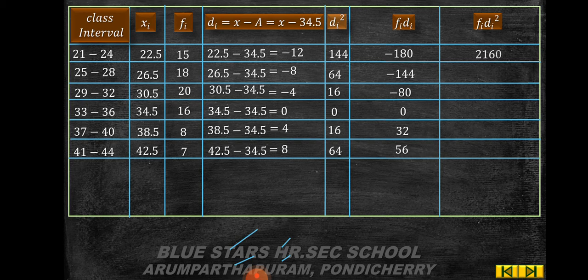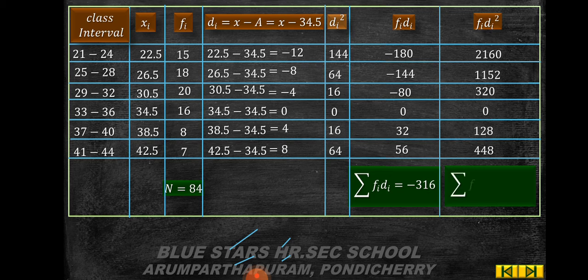Next, fi di square is 2160, 1152, 320, 0, 128, 448. So N is equal to 84. Summation fi di is equal to minus 316 and summation fi di square is equal to 4208.